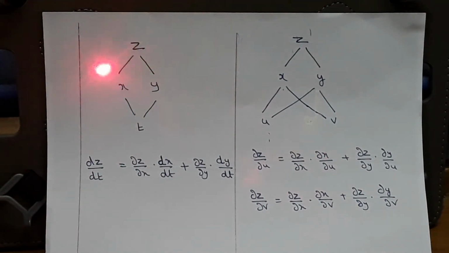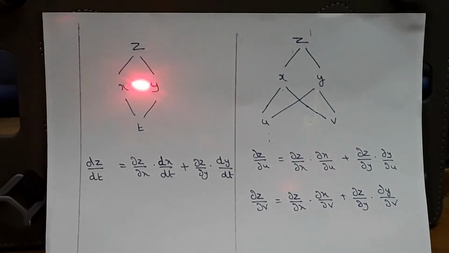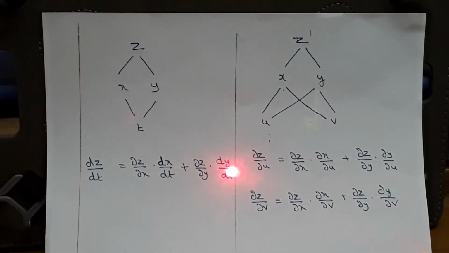Before that we have to take ∂z/∂x, because initially z is a function of two variables, so we can only apply partial derivatives. So ∂z/∂x into dx/dt plus ∂z/∂y into dy/dt. See the differentiation carefully.